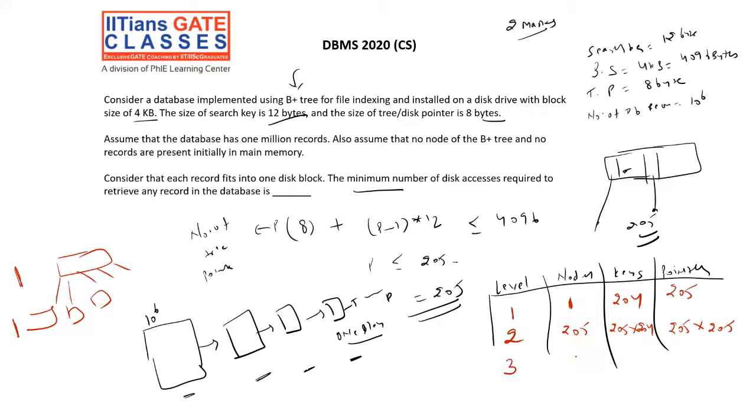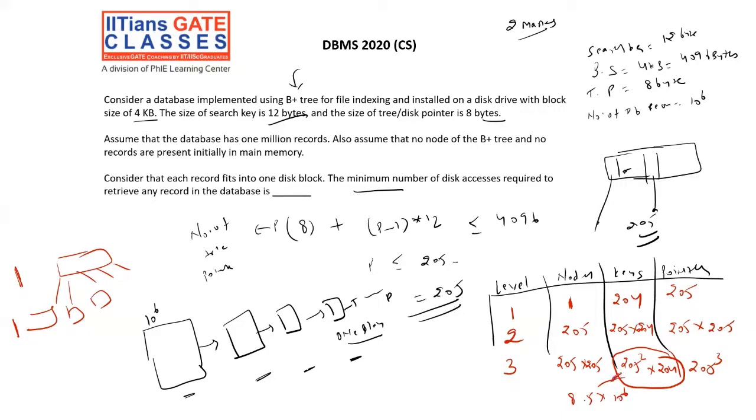Now if you go to the next level, the third level, the number of nodes will be 205 into 205, right? And each node contains 204 keys. So 205 into 205 nodes, each with that number of keys. Now they are saying the number of records is 10 raised to power 6 in the DB. So this number of keys can represent 10 raised to power 6, yes, this is near about 8.5 into 10 raised to power 6.